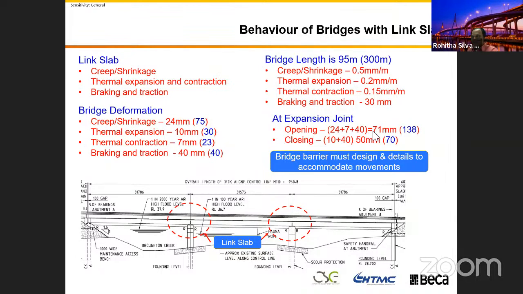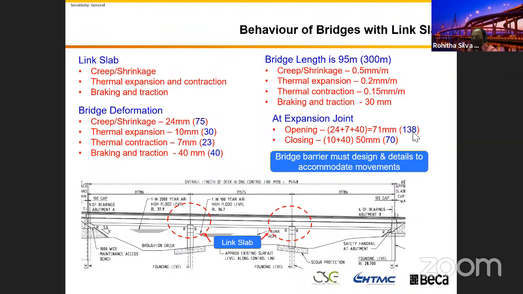This is the serviceability limit state, just the movement of the bridge. Let's calculate for the 95 meter span bridge, it becomes 71. The way I add up: creep shrinkage shrinks the bridge, thermal contraction shrinks the bridge, 24 plus 7. And when you are braking, in one direction it moves with the shrinkage, the other way it's like opening up the gap while the other side is closing. I think you all got that. It's opening up here, closing on the other side. That 40, when you add to that, you get 71.